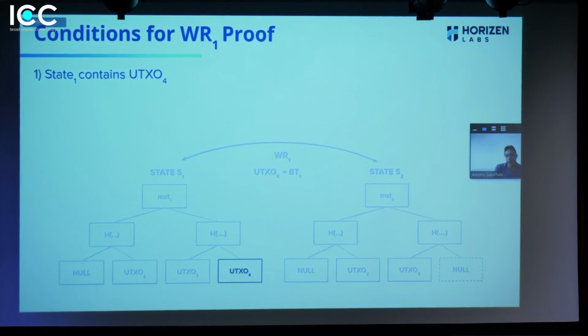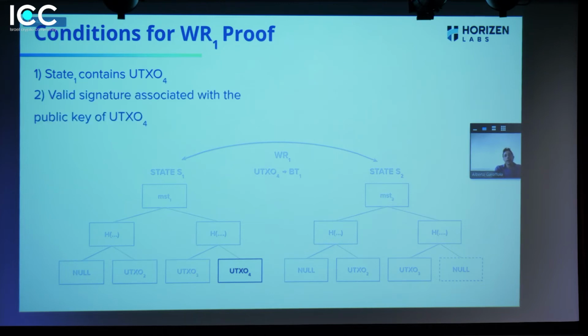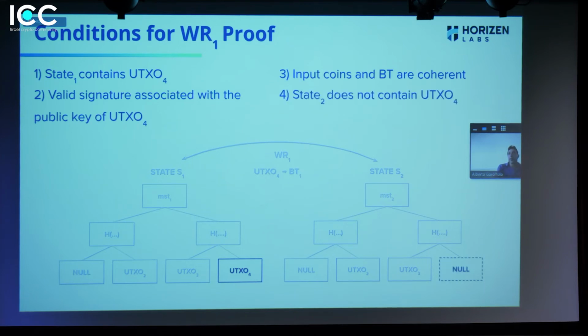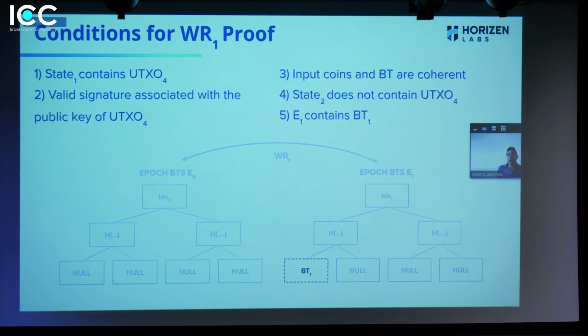So the conditions for generating a proof for a withdrawal request are that obviously the coins that we are spending were existing in the state, and that we have the public key and the private key for signing, and that the inputs, so what we are spending, and the backward transfer amount are coherent. Obviously, that what we spent is not anymore in the state, but also that the Merkle tree of backward transfers now contains the new backward transfer.